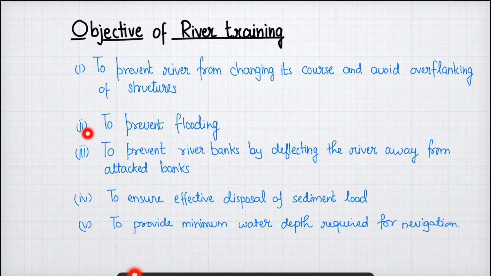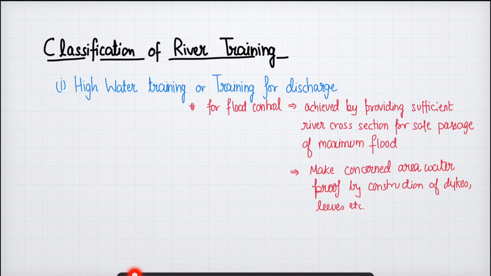Okay, so these are the 5 points of the river training work. What are the different types of river training work? Broadly speaking, river training work can be classified into three different types. The first type is high water training, or training for discharge.